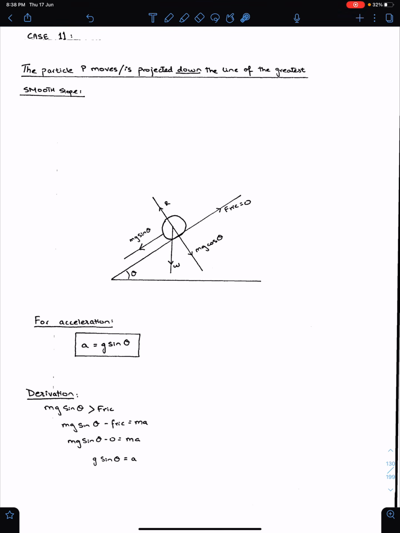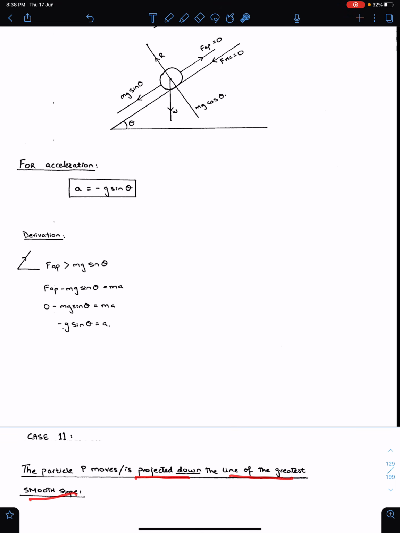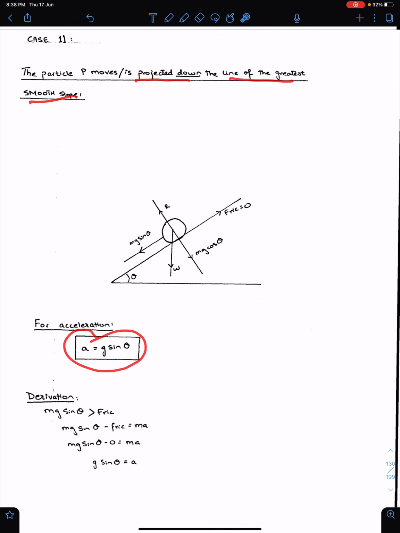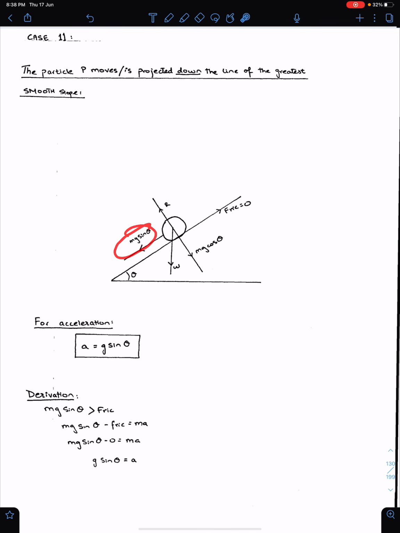Case 11. The particle P moves or is projected down the line of greatest slope. Just change the sign. This is minus, so use plus. A is equal to g sin theta. Because mg sin theta is greater than friction, and since there is no friction, equate friction to 0, you will get a is equal to g sin theta. So just learn this equation for when a particle is projected down the line of greatest slope on a smooth slope.